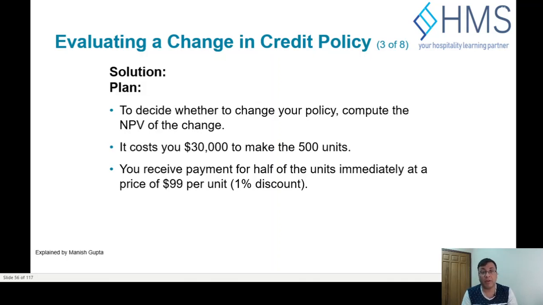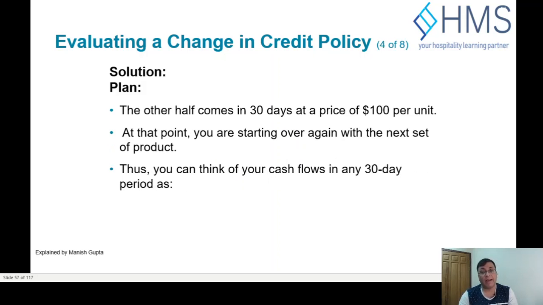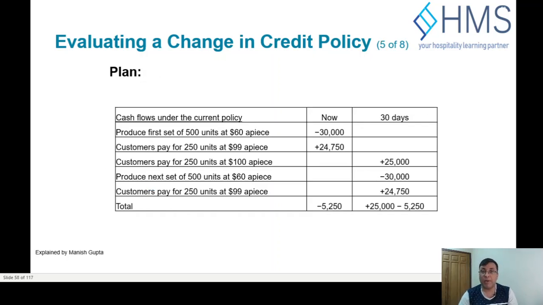It is just going to be 1 month, every month, right? So now you say, okay, it costs you $30,000 to make the 500 units, and you receive half of the payment immediately because you are getting cash, so $99. So we can plan that out in the form of a cash plan, so that we can see the other half comes at 30 days. And so we can now plan the cash flow.